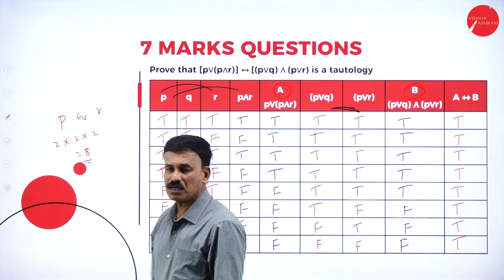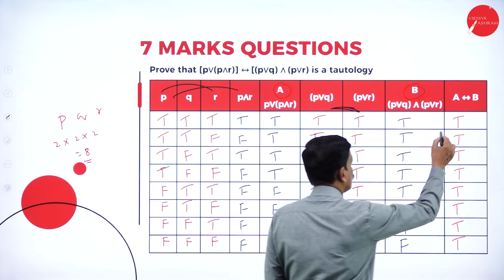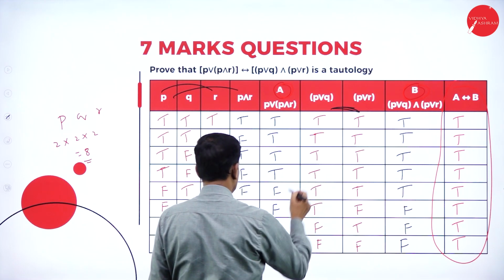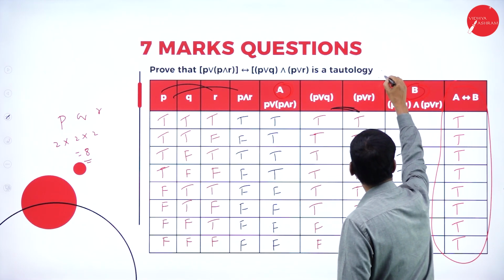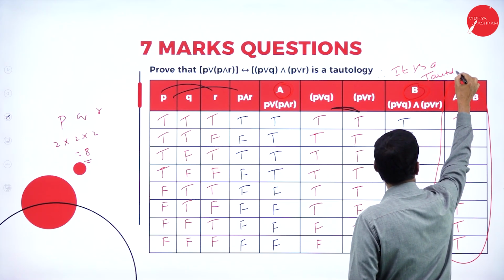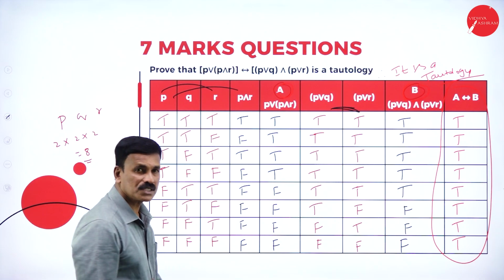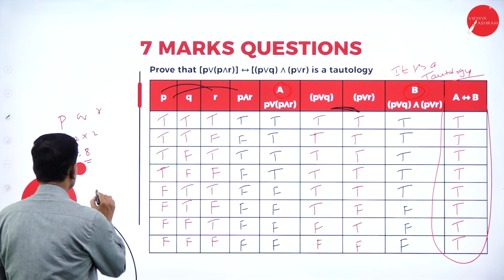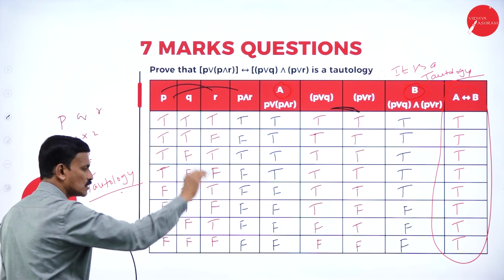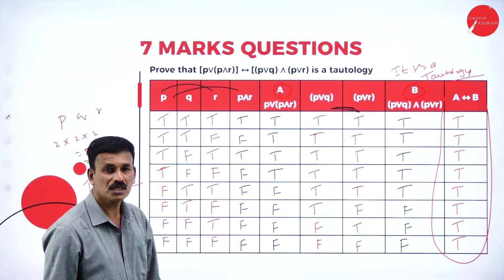See, all the truth values in the last column are T, T, T, T. Therefore, this is a tautology. Conclude this. Therefore, it is a tautology. So, hence, what is the conclusion? Therefore, the given compound proposition is a tautology. That's all. If you do this much, definitely you will get how many marks? 7 marks from this, right?